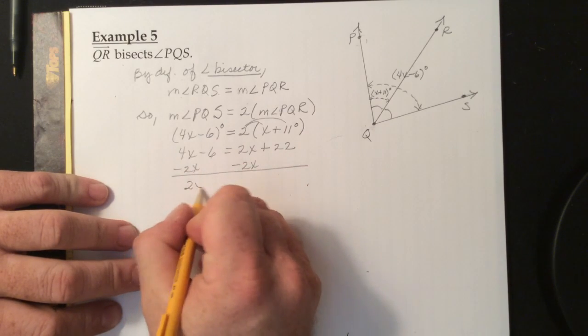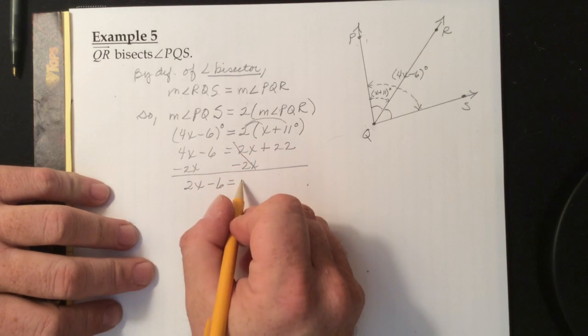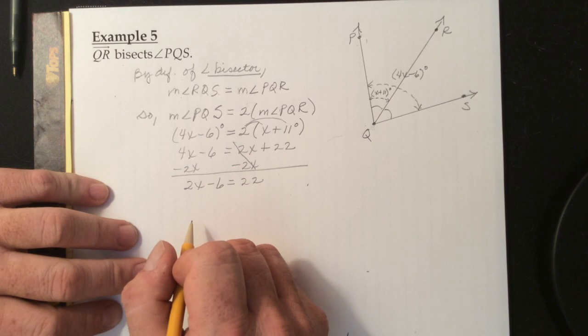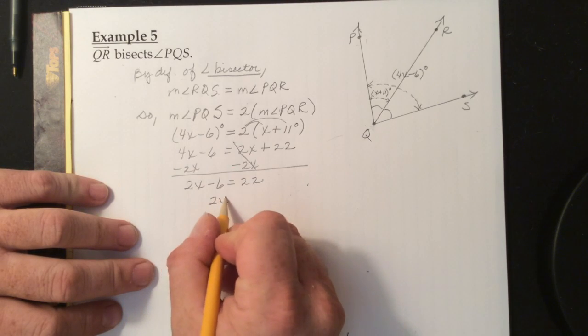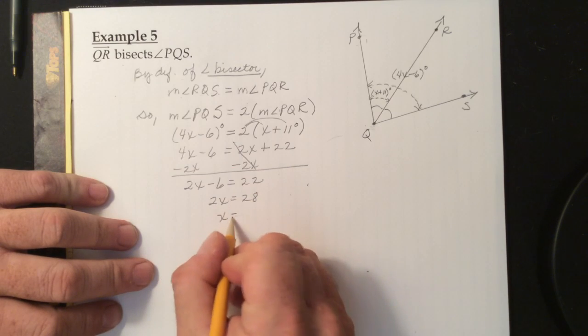And we get 2x minus 6 equals 22. Solving for x, we need to add 6 to both sides. We get 2x equals 28. Divide both sides by 2, and x is 14.